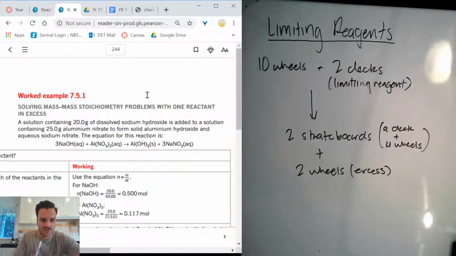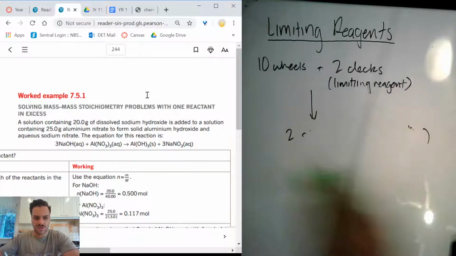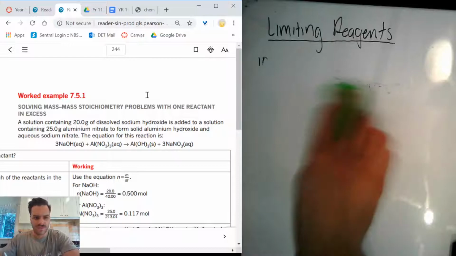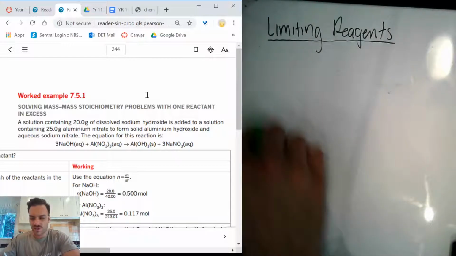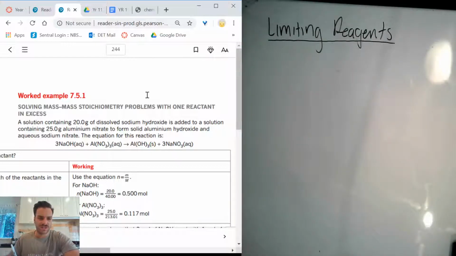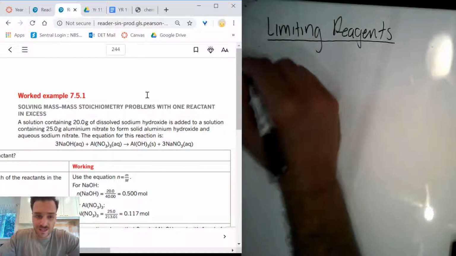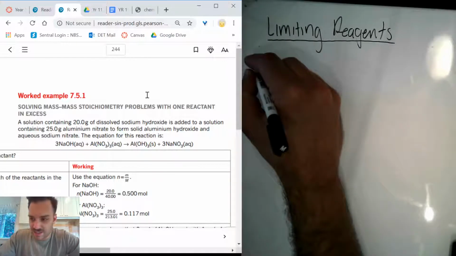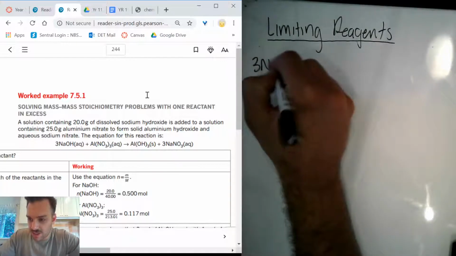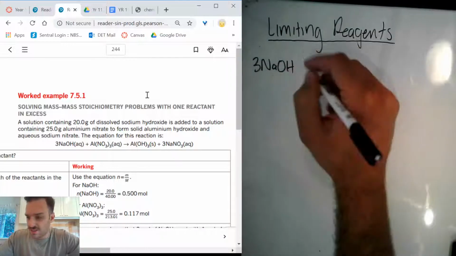Let's solve this. So a solution containing 20 grams of dissolved sodium hydroxide is added to a solution containing 25 grams of aluminium nitrate to form solid aluminium hydroxide and aqueous sodium nitrate. The equation for this reaction is this. I'm going to write it here as well so we can do some calculations on the board with them. So I'm not going to put the states in just for a little bit of time saving, but 3 sodium hydroxides. Now this is already balanced for you.